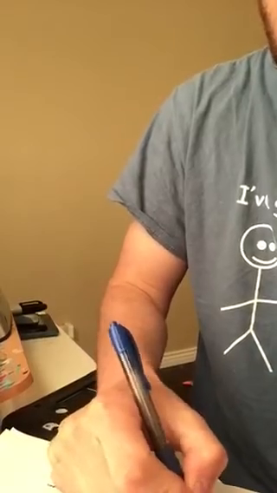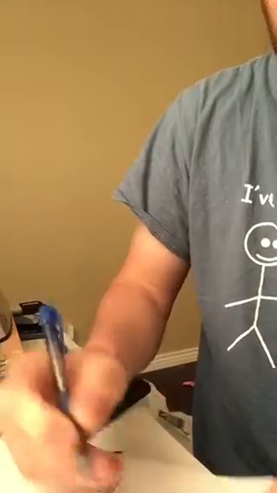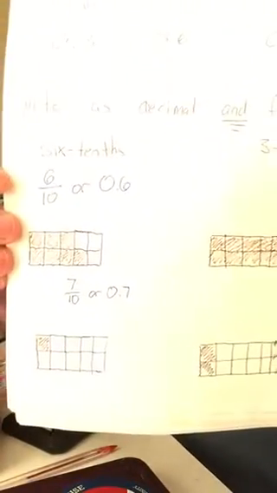And hopefully you've noticed that our top number just goes right there, right? 6/10 is the same as 0.6. Okay? And then for these ones, we're just going to count how many are shaded in. So we've got 1, 2, 3, 4, 5, 6, 7 tenths. So 7 out of 10, or 7/10, or 0.7. Okay, and it should look like that.